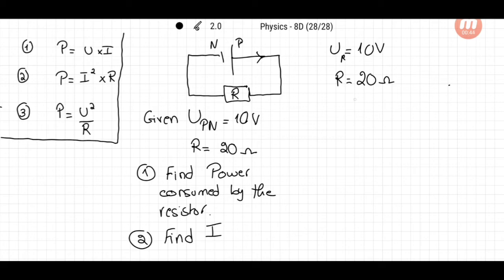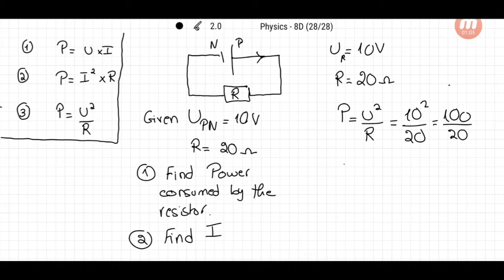So I have U and R. So I can apply the formula P equals U squared over R, which equals 10 squared over 20. U is equal to 10 and R equal to 20, so that is 100 over 20. So P is equal to 100 over 20, which is 5 watts. So I have found the power consumed by the resistor. It is 5 watts.